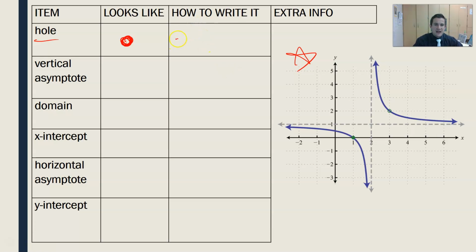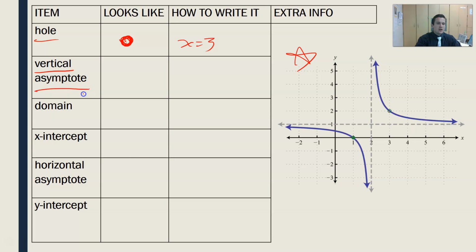How I write that, if I'm writing without the graph what represents that hole, I write according to the x-axis. So this hole exists at x equals 3, because at x equals 3 on this graph, there's a hole. Whenever I have a hole on the graph, it looks like an open circle, and I write x equals whatever the x-coordinate of that hole is, in this case 3.